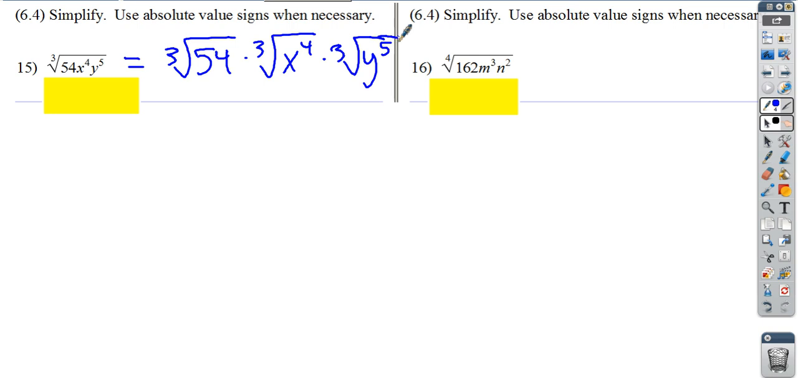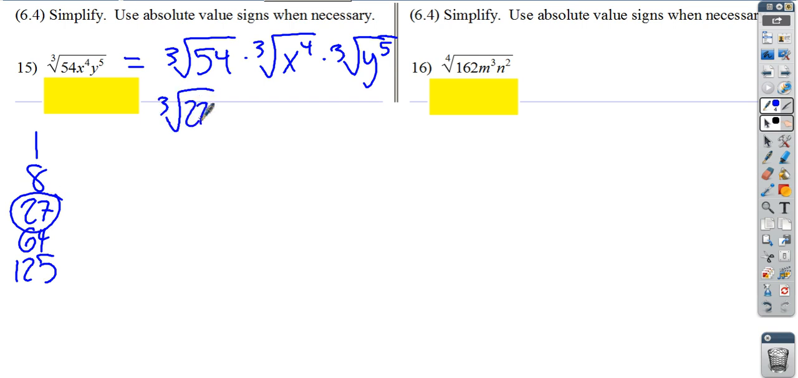So starting with the numbers first, we want to see if one of these numbers can be pulled out of 54, because those numbers that I just wrote are the perfect cubes. And if you look at it, 27 can come out of 54. 54 happens to be 27 times 2. So the cube root of 27 times the cube root of 2. Let me just move this over just a little bit and give ourselves some more space. So cube root of 27 times cube root of 2.